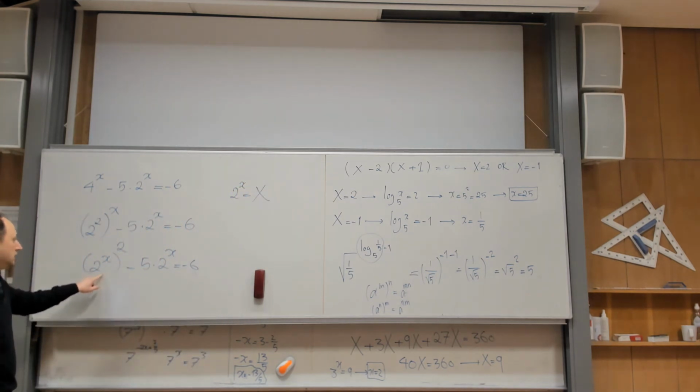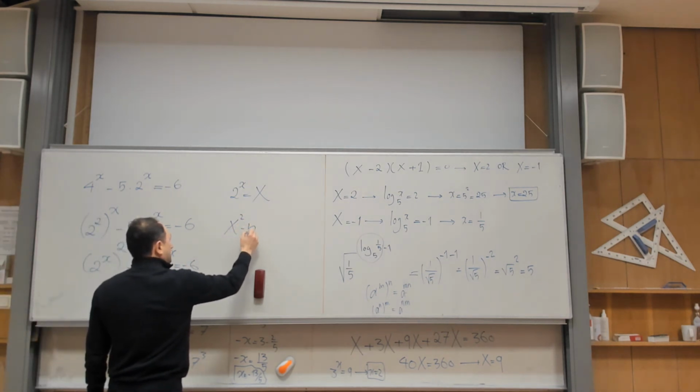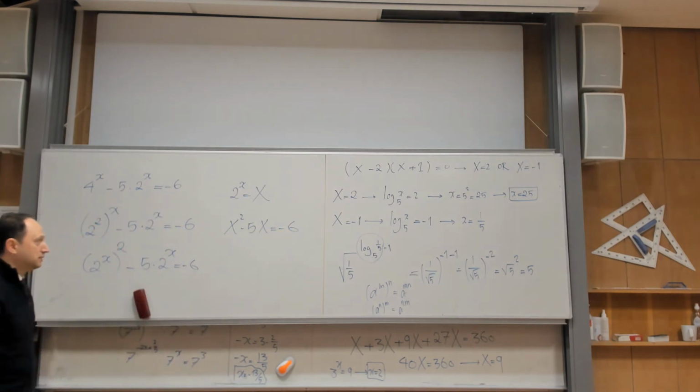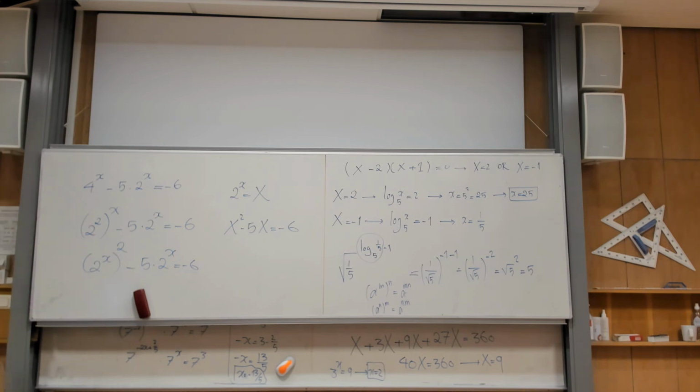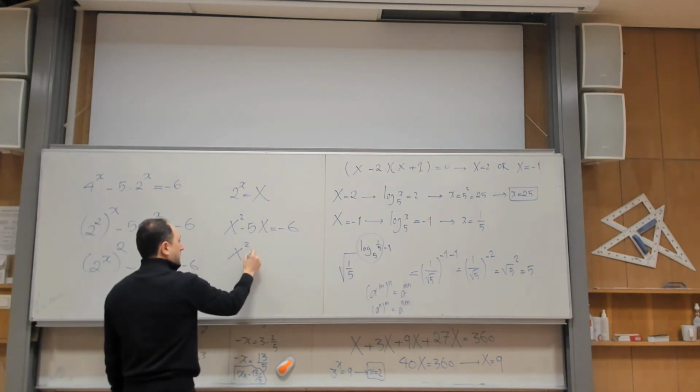And then I put it here. This becomes x squared minus 5x is equal to minus 6. It is the E-level question in the exam that you did. Yes? You are supposed to solve for x. And then I move 6 to the left because that's a quadratic equation.